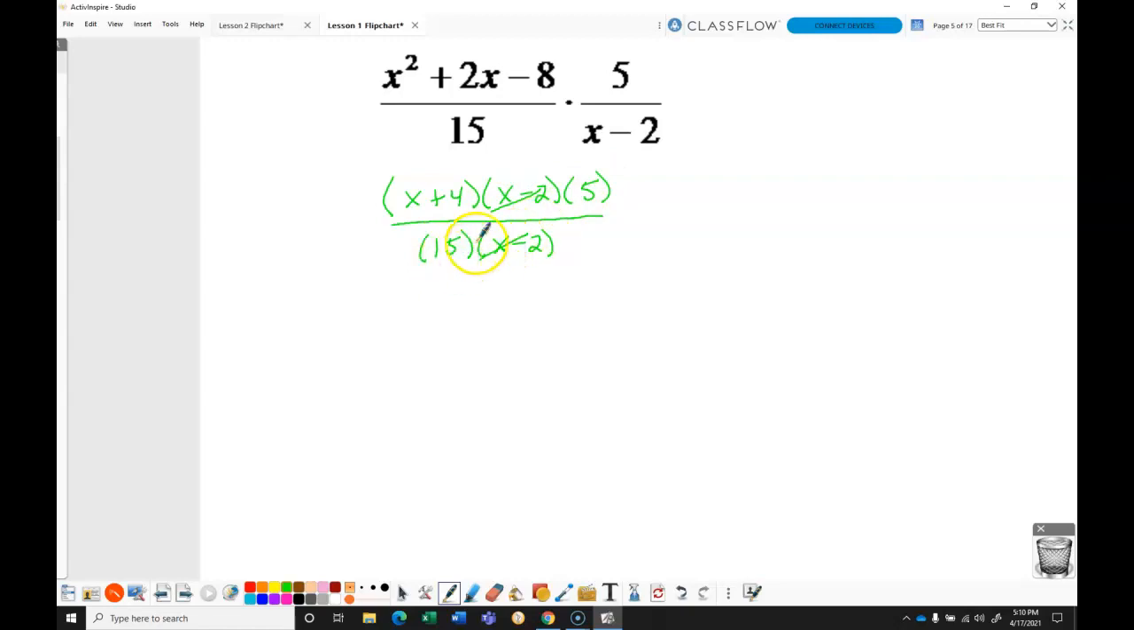Also going to take a look at this 5 and the 15, because they're both divisible by 5. So that becomes a 1, and that becomes a 3. So it looks like my final result is x plus 4 over 3. And at any point in time, they could ask, what's the horizontal asymptote, what's the vertical asymptote, all of that stuff. But as long as we know how to put them together, we're in pretty good shape.